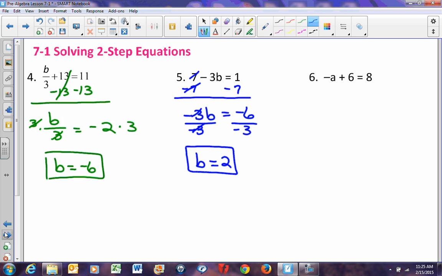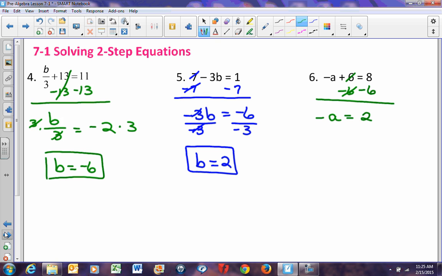Number 6 at first glance doesn't look like it's a two-step equation, but it truly is. We have negative a plus 6 equals 8. So we need to get rid of anything that was added or subtracted to a, so we'll subtract the 6 because it was added to a. Positive 6 and negative 6 cancels out. I have negative a equals positive 2.